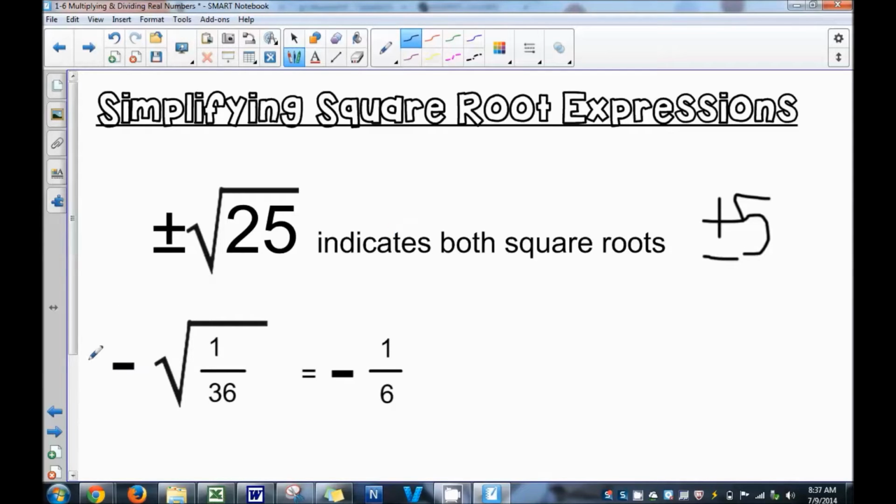Now down here, if there's just a negative sign in front of it, it's indicating only the negative root. So the negative square root of 1 over 36 would be negative 1 over 6, because 1 times 1 is 1, 6 times 6 is 36, and negative times negative, if you were to square that, would take you back to the positive, which is in the radicand there.